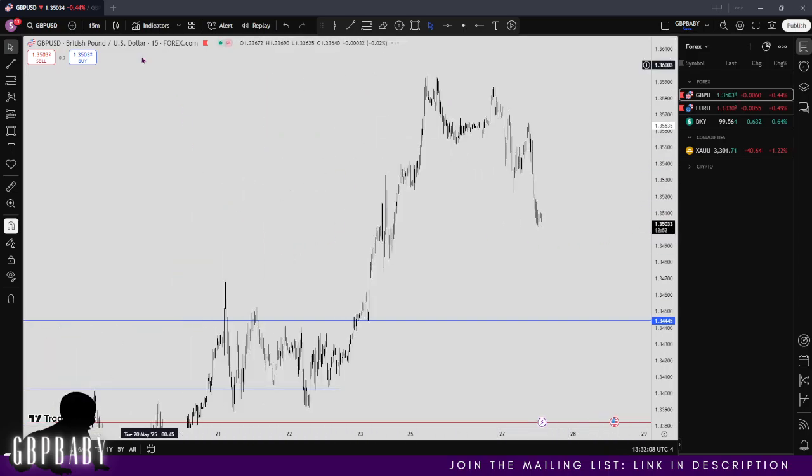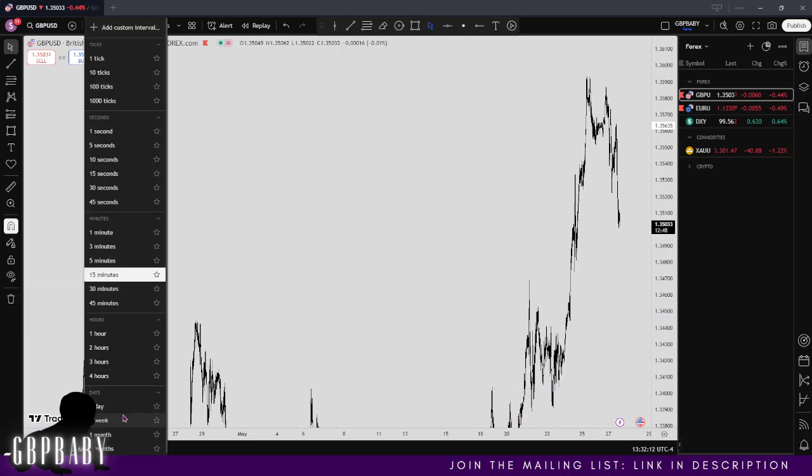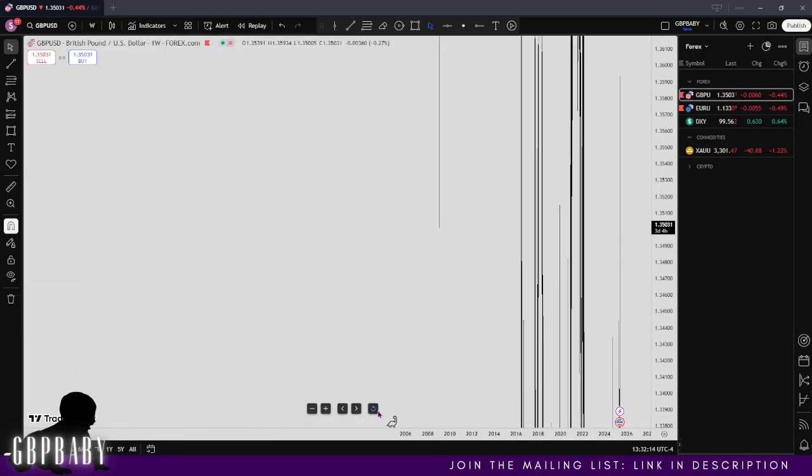GBP USD, you can see price has rallied right through, very aggressively bullish. We'll start on the weekly here as well.